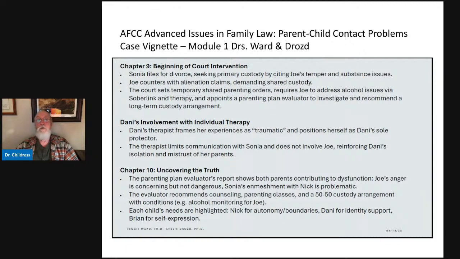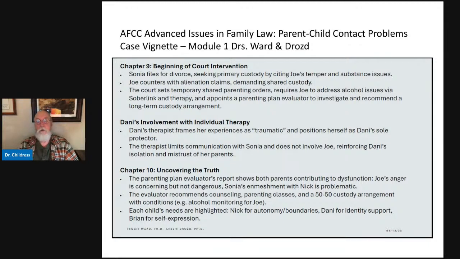Then Joe counters with alienation claims, demanding shared custody. Joe's demanding shared custody. He's claiming mom's creating a delusional thought disorder and factitious attachment pathology. The court sets temporary shared parenting orders, requires Joe to address alcohol issues via SoberLink and therapy, and appoints a parenting plan evaluator to investigate and recommend a long-term custody arrangement. Danny's involvement with the individual therapy: her individual therapist frames her experiences as traumatic and positions herself as Danny's sole protector. The therapist limits communication with Sonia and does not involve Joe, reinforcing Danny's isolation and mistrust of her parents.